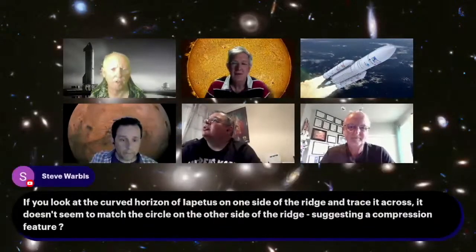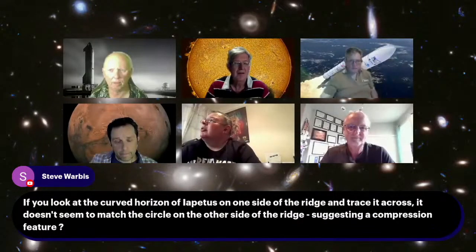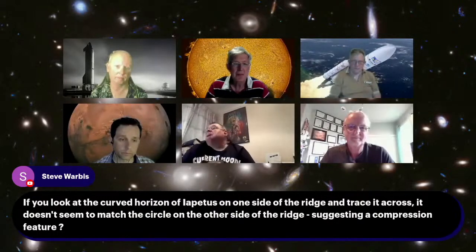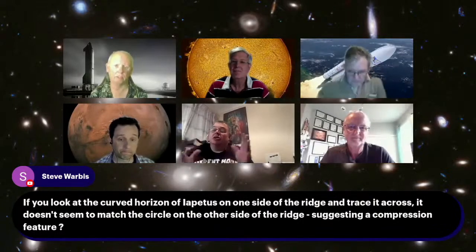Right. So, Steve's just popped in the chat, probably with a theory about that. If you look at the curved horizon of Iapetus on one side of the ridge and trace it across, it doesn't seem to match the circle on the other side of the ridge, suggesting a compression feature. Maybe. Interesting. So you've got two things pushing together.